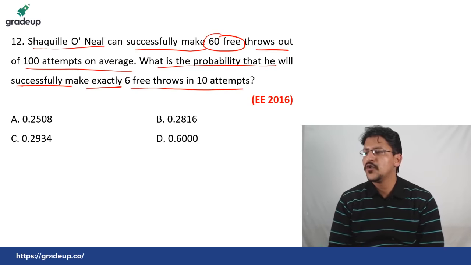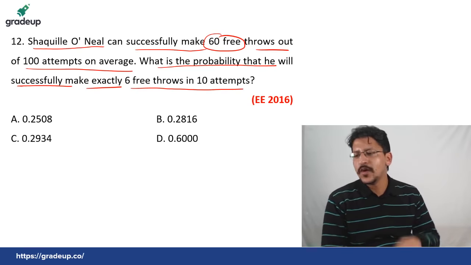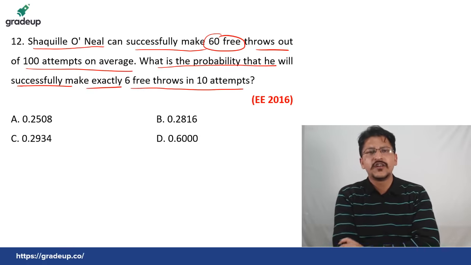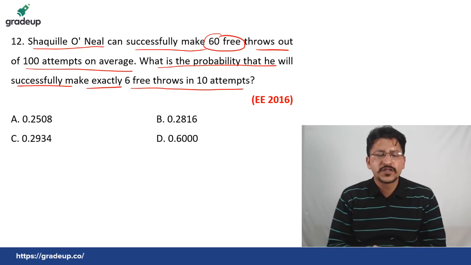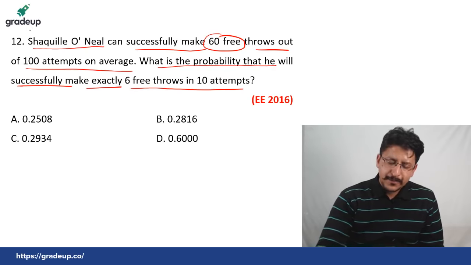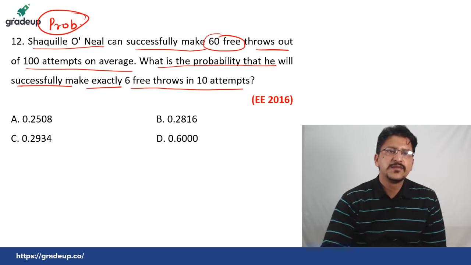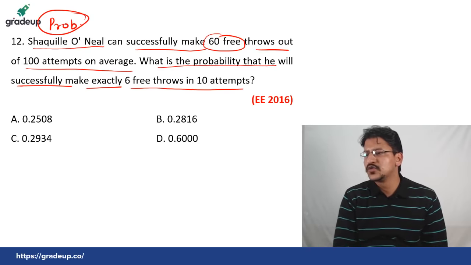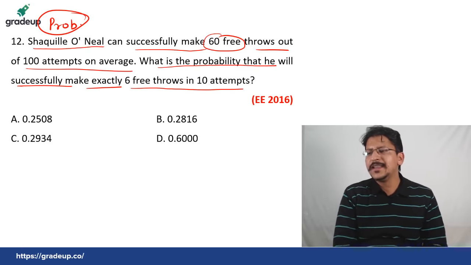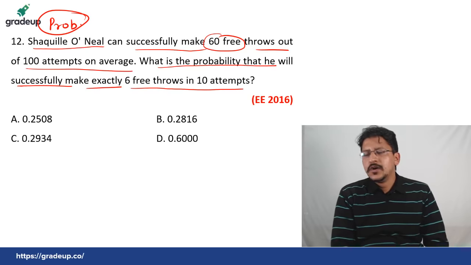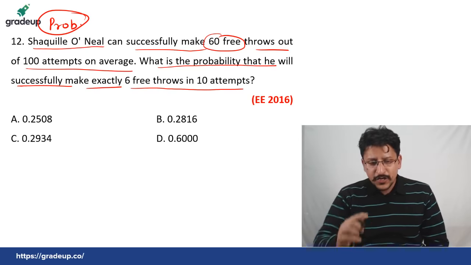Yes, that question is over. 1:1 is the right answer for that one. Absolutely right. Now move on to this problem. This problem is from the topic of probability, but there is one distribution that will be used in this one. What will be that distribution? You have to name it.